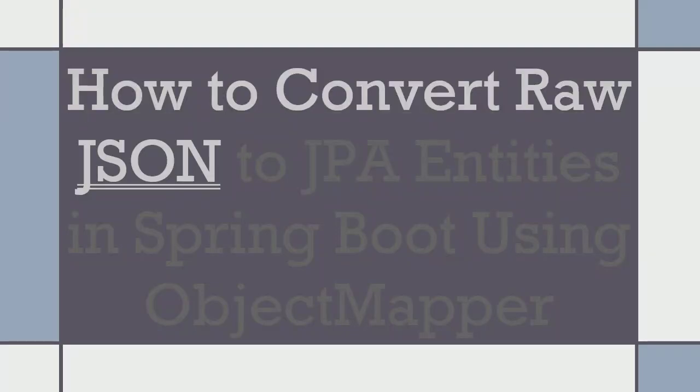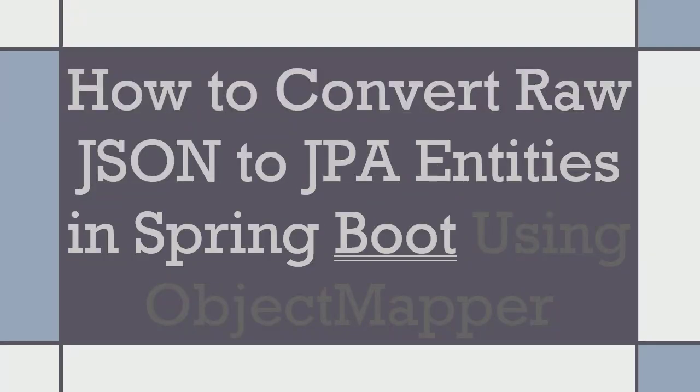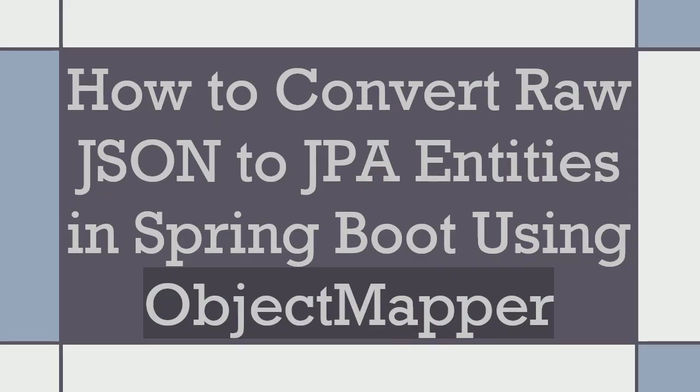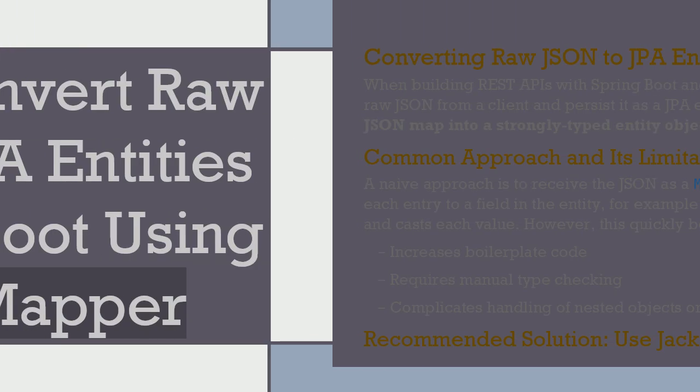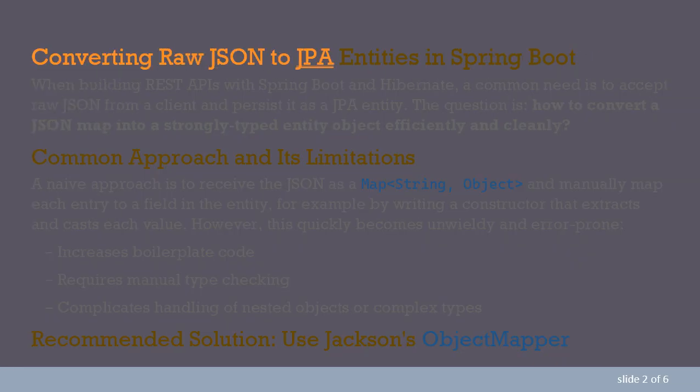How to convert raw JSON to JPA entities in Spring Boot using ObjectMapper. Converting raw JSON to JPA entities in Spring Boot.